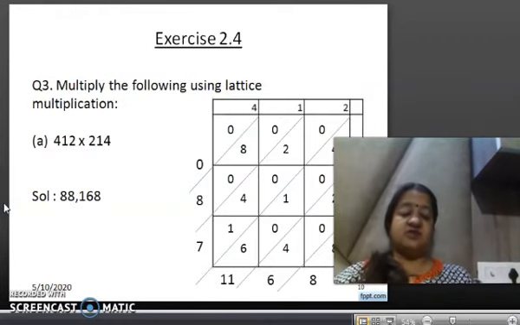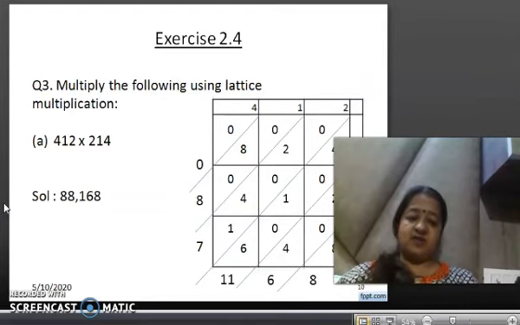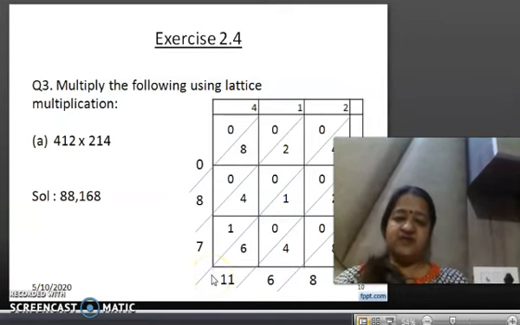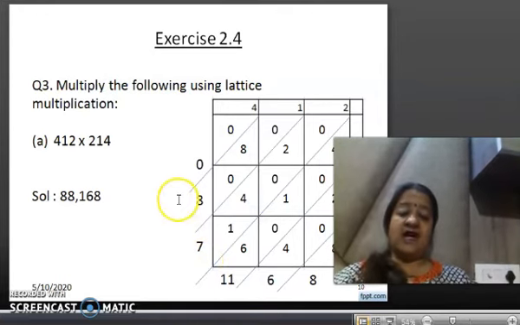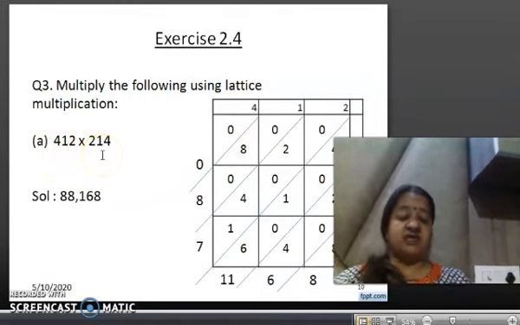The remaining questions, children, you will do when your classwork finishes. Right? Now the next question is the lattice multiplication. Children, in the lattice multiplication, we make a rectangle. We did this in grade 4 also. The only difference is that in grade 4, we had a 2-digit number multiplied by a 2-digit number. Now here we have 3 digits, 412 multiplied by 214.